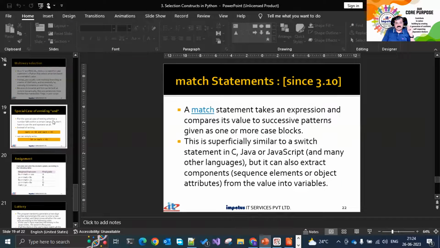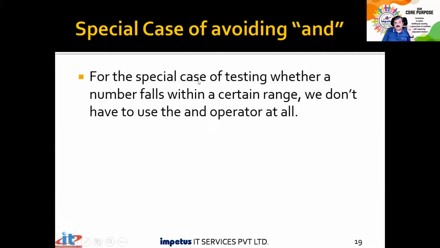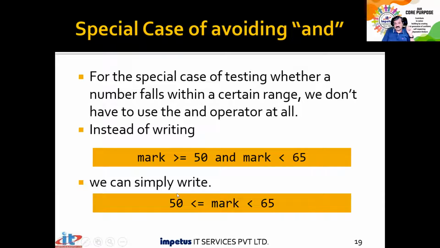So let us come to this special case where we avoid writing and. For special case 2, testing whether a number falls within a certain range, we don't have to use the and operator at all. So instead of writing marks greater than or equal to 50 and marks less than 65, you could just say 50 less than or equal to marks and marks less than 65. You say and, but write it only once. So you eliminate the use of writing and. This is a simple Pythonic way of doing that.